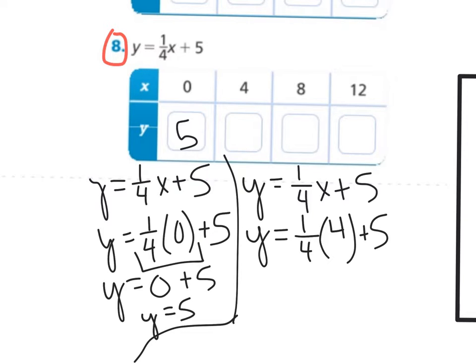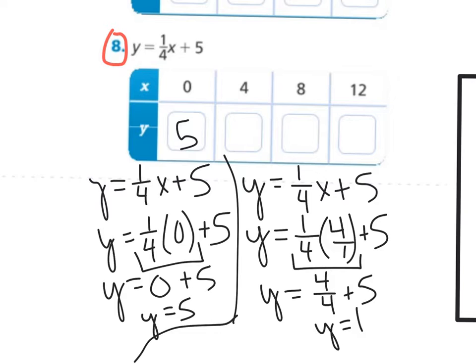The next thing they want us to do is substitute 4 in place of x. In this case, we are going to have something to work out for this first part. So remember, 4 we can rewrite as 4 over 1. And then if we multiply this, 1/4 times 4 over 1, that would be 4/4, which is equivalent to 1. And then 1 plus 5 would be 6. So if x is 4, y is equal to 6.